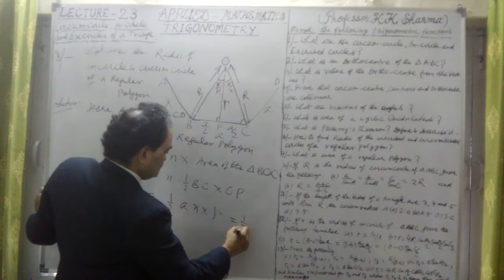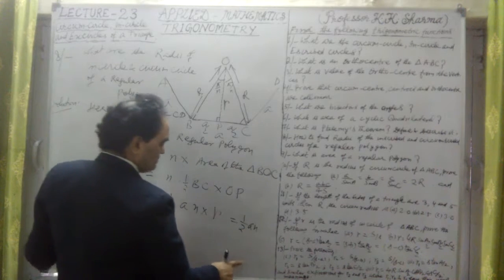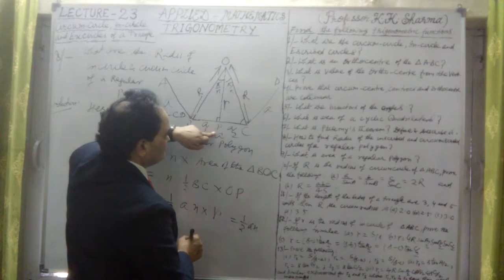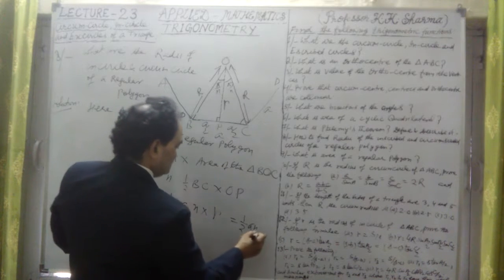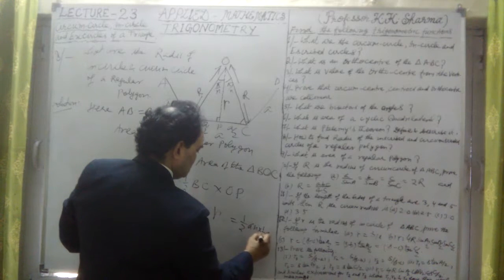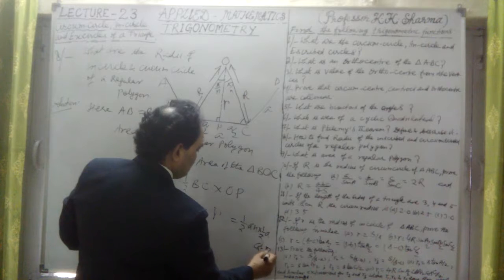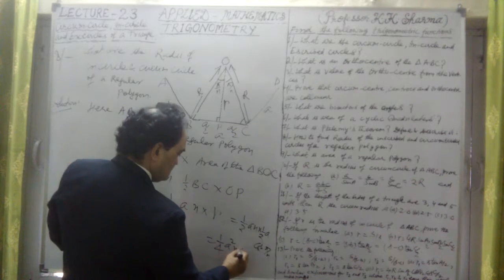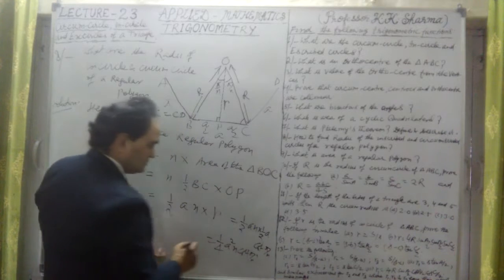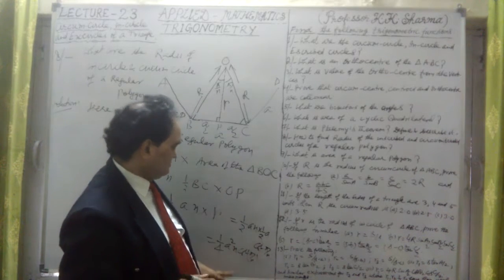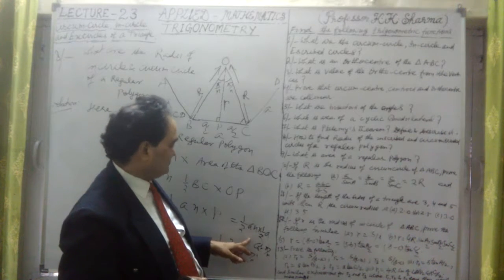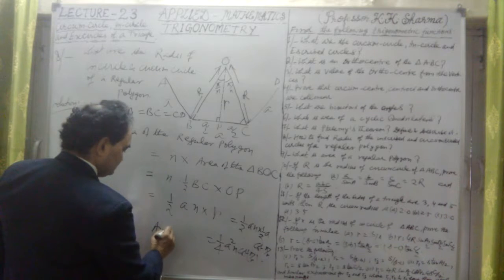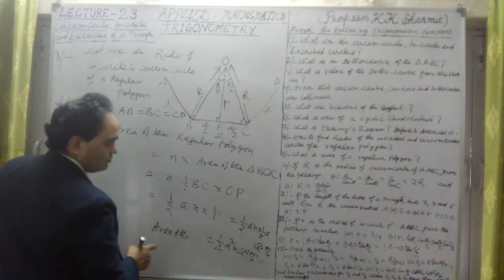If I substitute that, this is 1/2 into a n as it is. And the value of r, because r upon BP was cot theta, so r is a by 2 into cot theta, that means 1/2 a into cot pi upon n. This is in terms of side. So this is 1/4 a square into n into cot pi upon n, because a upon 2 into a upon 2 gives a square. So this is the area of the polygon in terms of side.